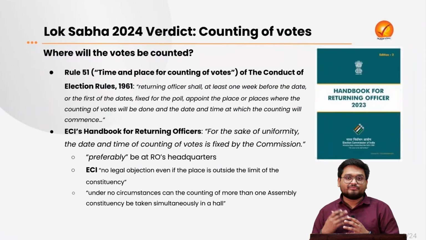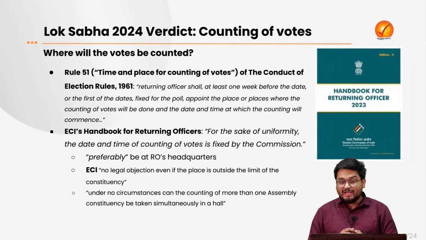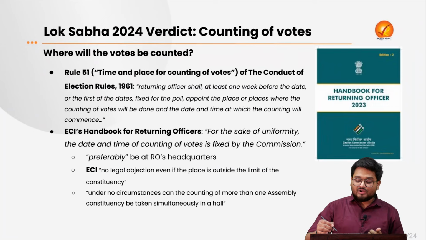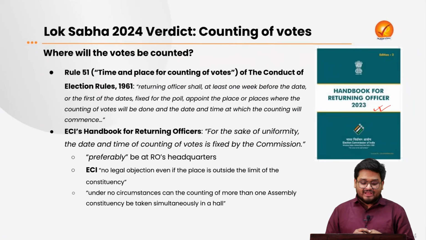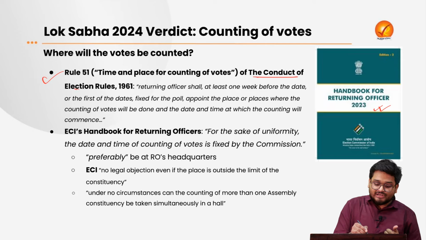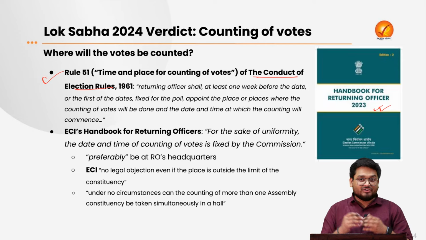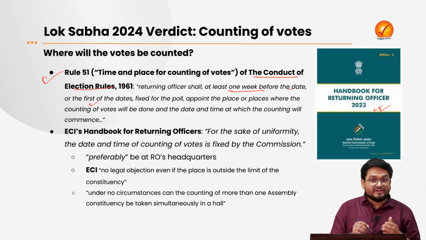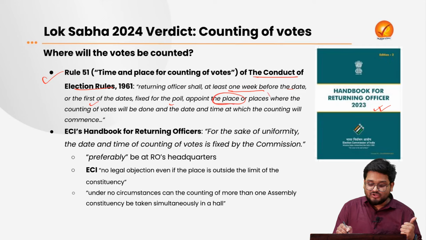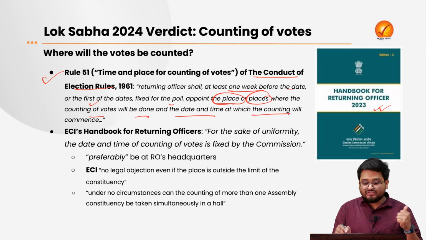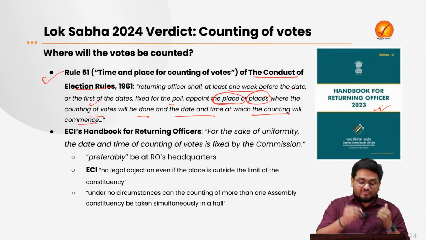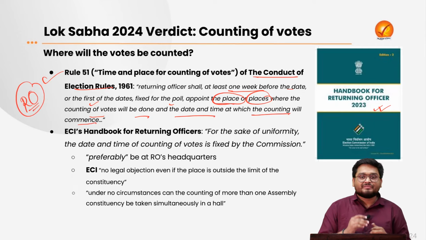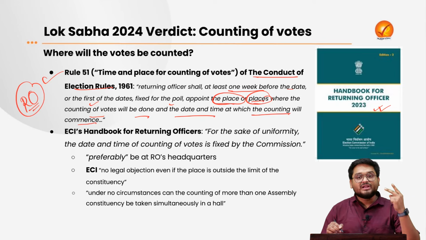Now, where will the votes be counted? This is a very important aspect according to the various election rules and the handbooks of the Election Commission of India. According to Rule 51 of the Conduct of Election Rules 1961, if we can all read it together: the returning officer shall, at least one week before the date, or the very first date fixed for the poll, appoint the place or places where the counting of the votes will be done, and the date and time at which the counting will commence. So the final authority is with the RO, and it is very important for your examination that it can be one place or it can be places also.